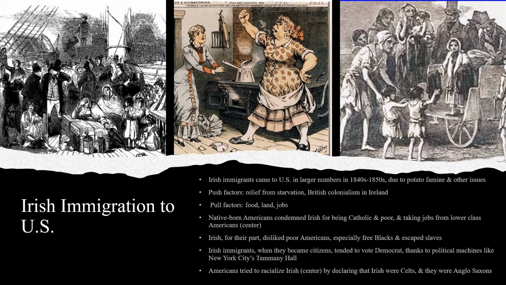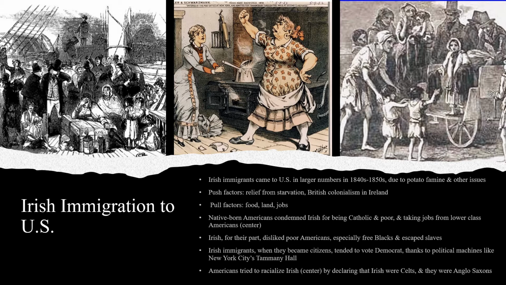At this time, most of the immigrants coming to America were from Western Europe, namely Ireland and the German states. In terms of push factors, Irish immigrants had fled the potato famine of 1845 through 1849, and they continued to come to the country in large numbers in the 1850s. Pull factors were ample jobs and land in the U.S.